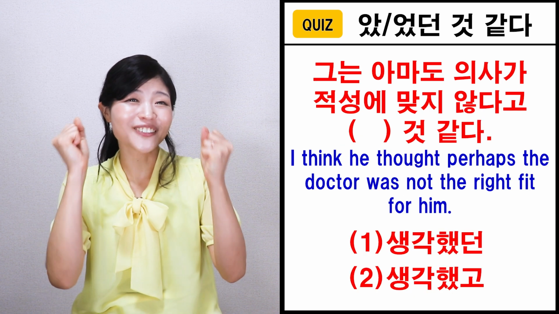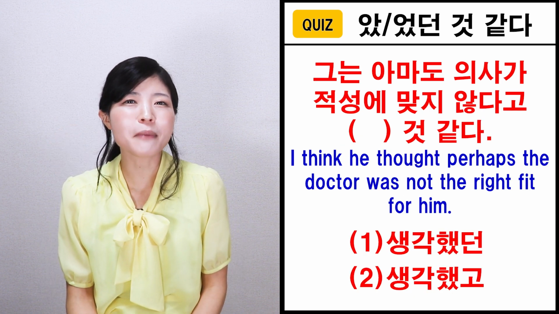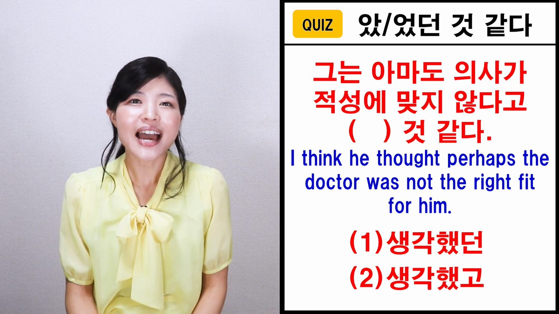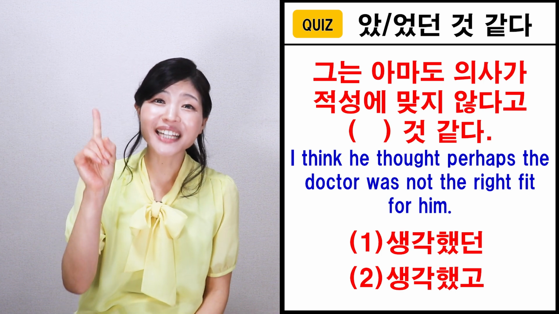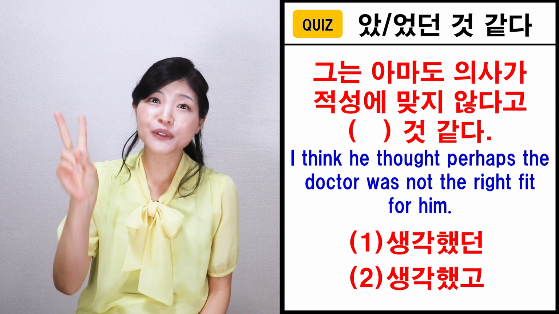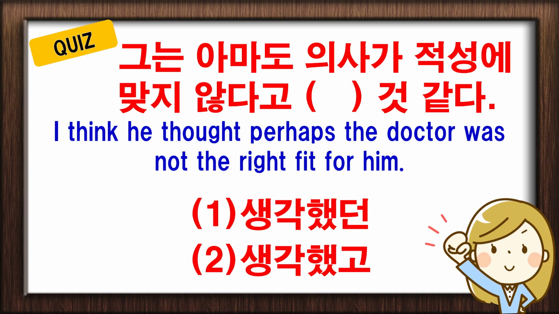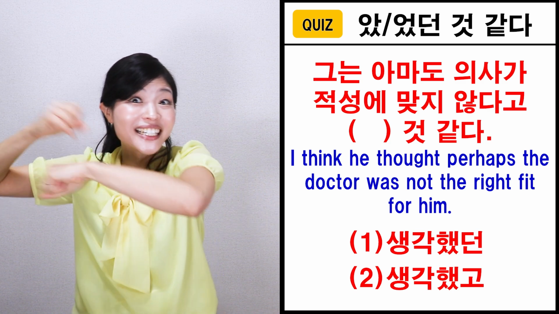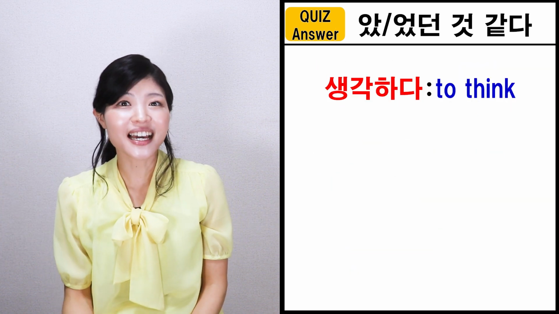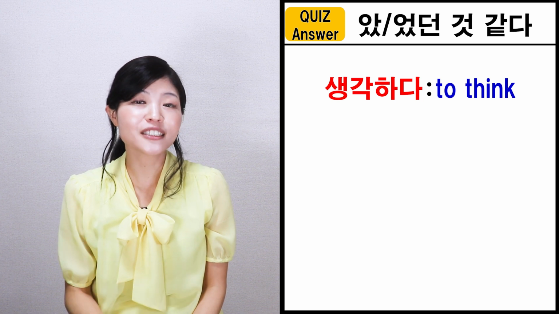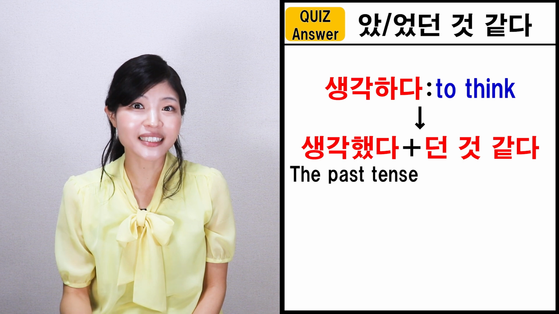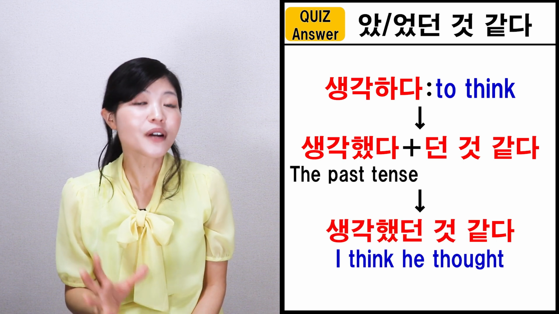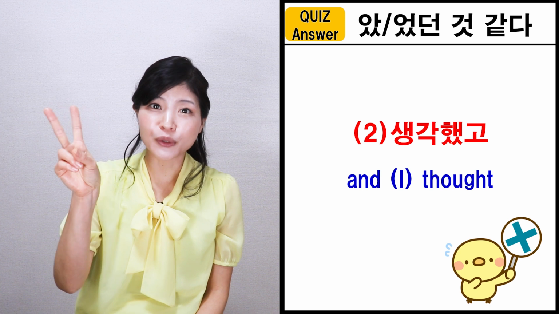Now, let's look at the next quiz. 그는 아마도 의사가 적성에 맞지 않다고 것 같다. I think he thought perhaps the doctor was not the right fit for him. Number 1, 생각했던. Number 2, 생각했고. The correct answer is number 1. 생각하다 is to think. The past tense of 생각하다 is 생각했다. You attach 던 것 같다 to this to make 생각했던 것 같다. I think he thought.